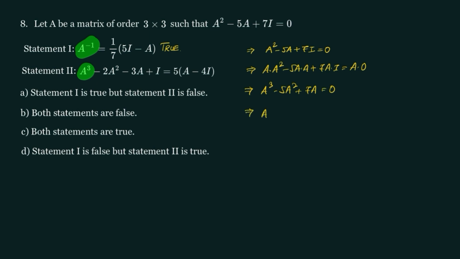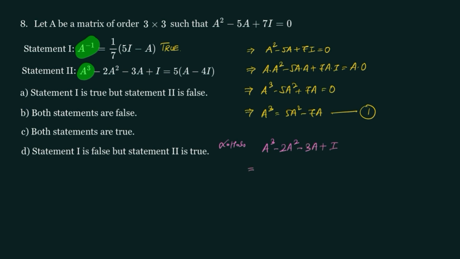That means the value of A cube here is 5A square minus 7A. So let this be our equation 1. Now let us check the left hand side of statement 2. So in the left hand side of statement 2, it's A cube minus 2A square minus 3A plus I.